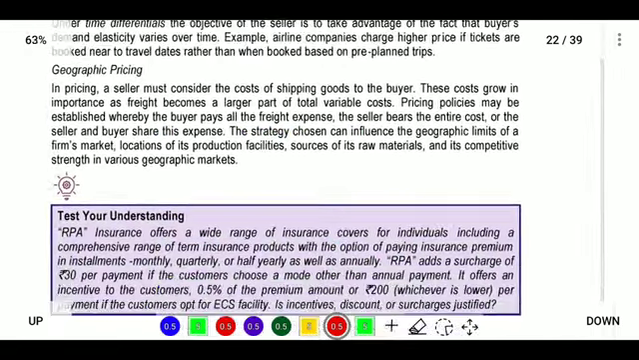Next, geographical pricing. What is geographical pricing? Pricing policies may be established where the buyer pays all freight expenses, the seller bears the entire cost, or the seller and buyer share these expenses. Here the strategy chosen can influence the geographical limits of the market for its product facilities.